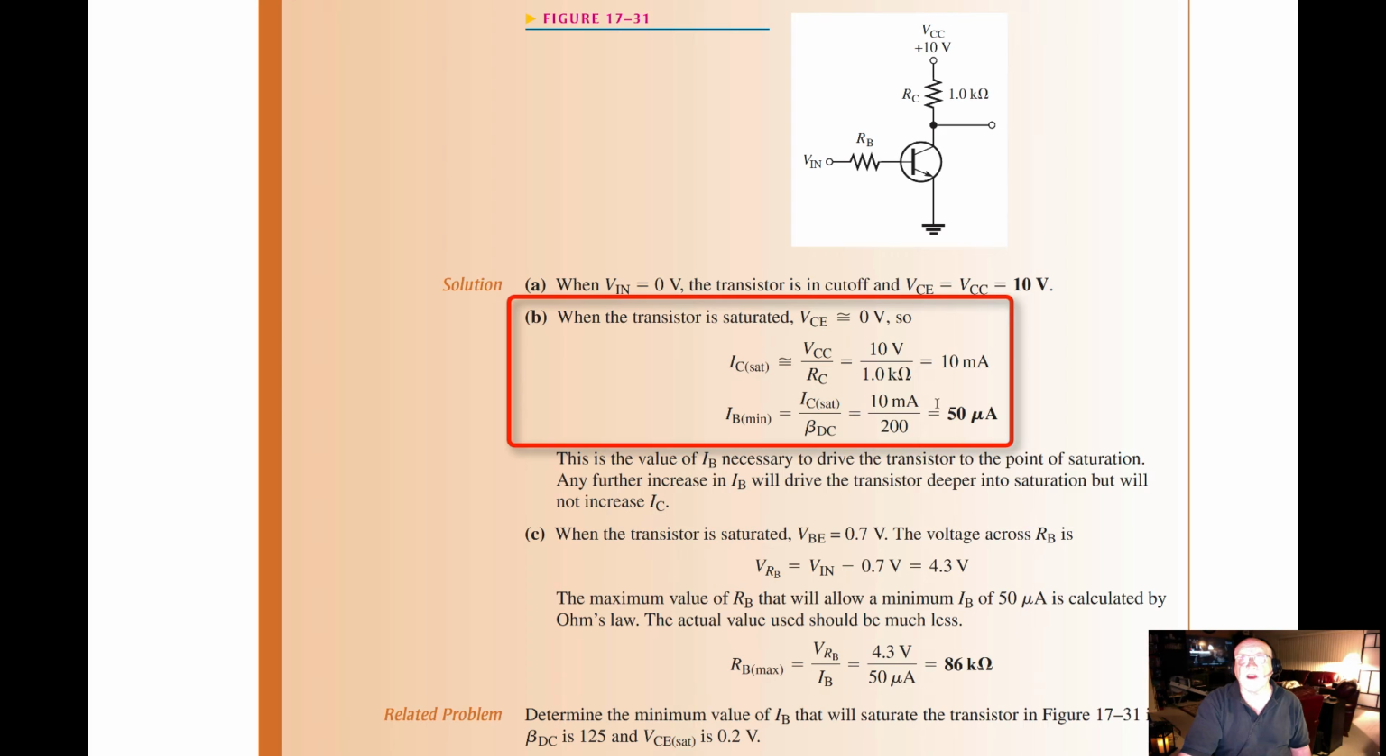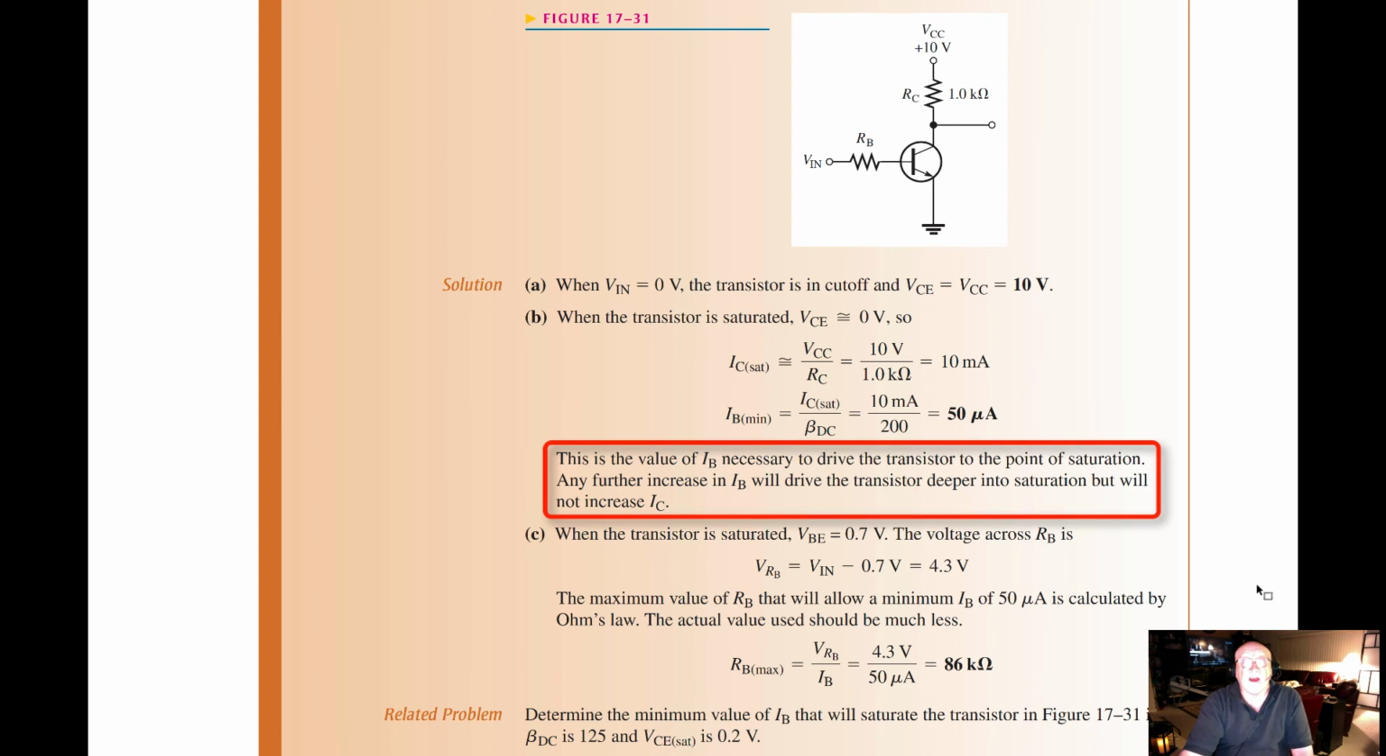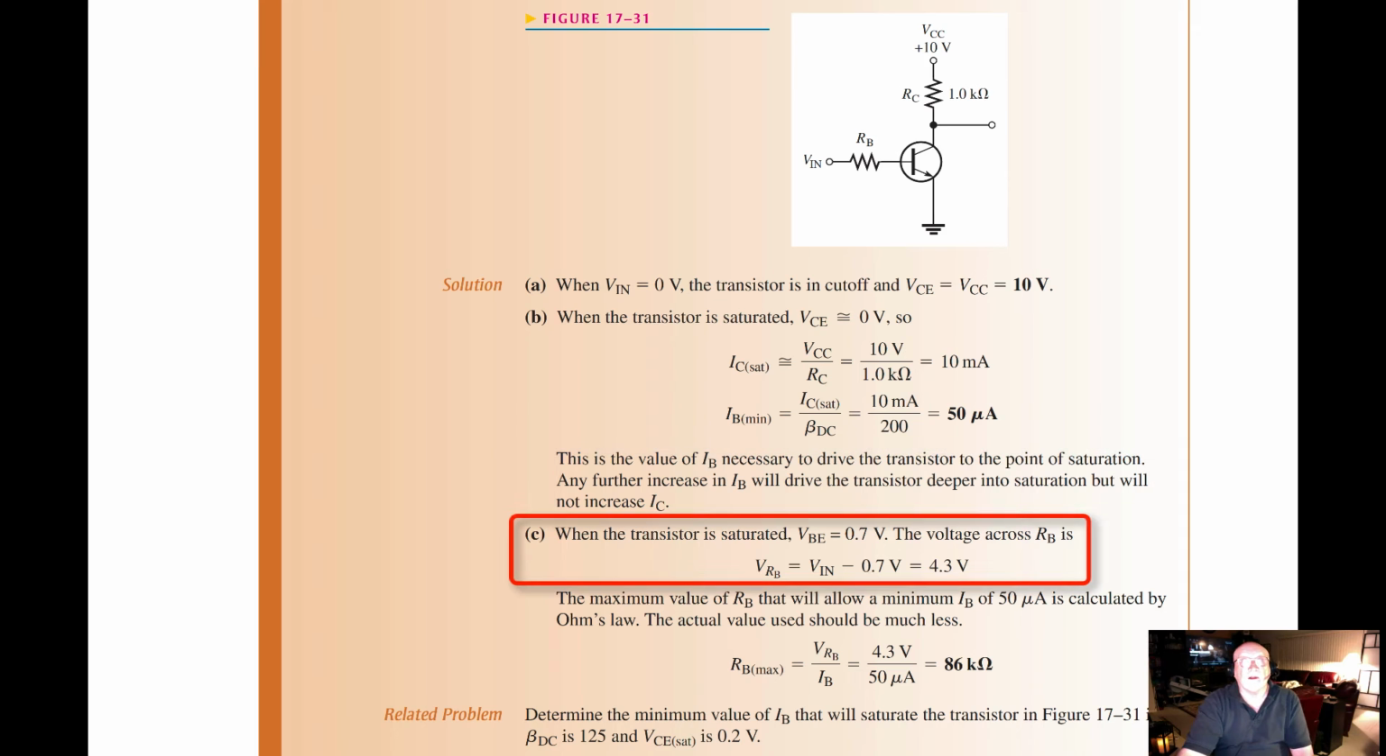So this is typically a value you would see in your curves. This is the value of the base current necessary to drive the transistor to the point of saturation. Any further increase in base current will drive the transistor deeper into saturation, but will not increase the collector current. When the transistor is saturated, the voltage base to emitter is equal to the barrier voltage, 0.7.